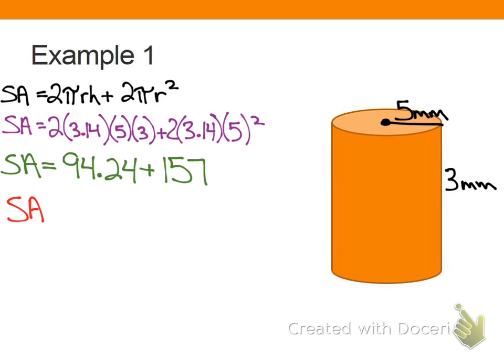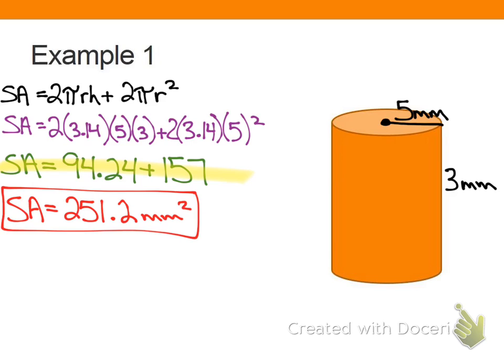Each group of terms. Surface area equals 251.2 or just 251 millimeters squared. Make sure you square the label. And remember, what I have highlighted, you don't have to show that step, even though it is a good idea.